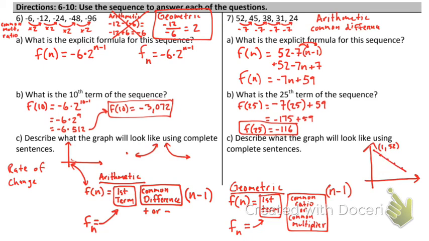So I will let you describe what that looks like. Remember, you want to use the word rate of change. And my rate of change going down or up? Okay, in this case it's going down.